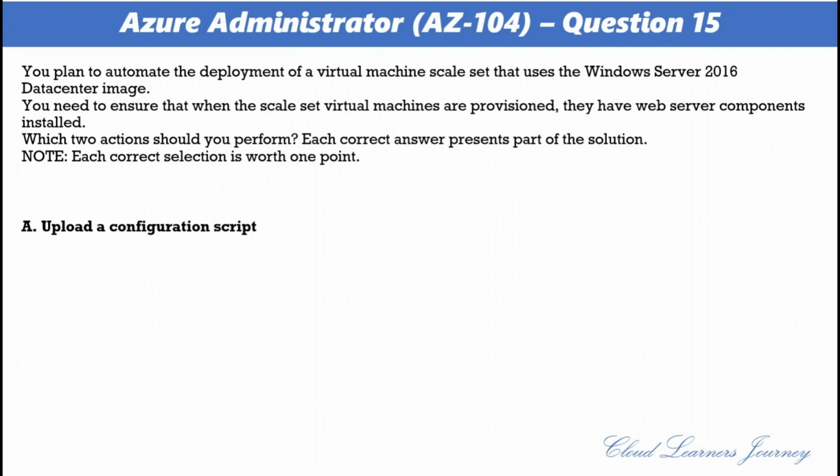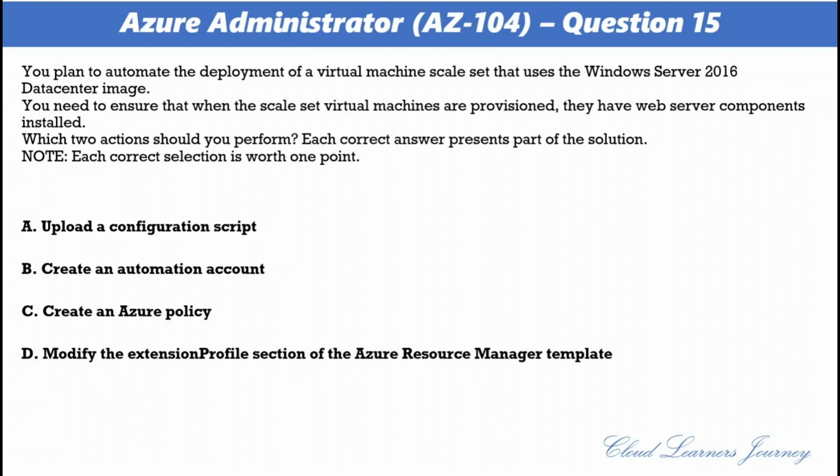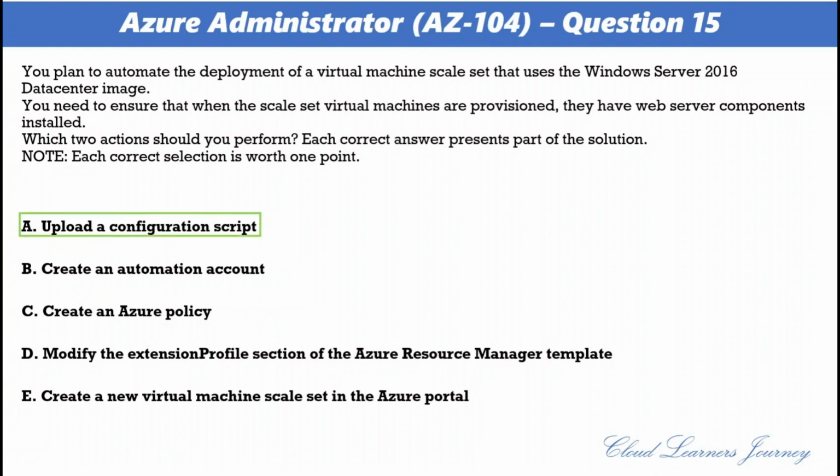And the options are A. Upload a configuration script. B. Create an automation account. C. Create an Azure policy. D. Modify the extension profile section of the Azure Resource Manager template. E. Create a new virtual machine scale set in the Azure portal. And the correct options are A. Upload a configuration script, E. Create a new virtual machine scale set in the Azure portal.